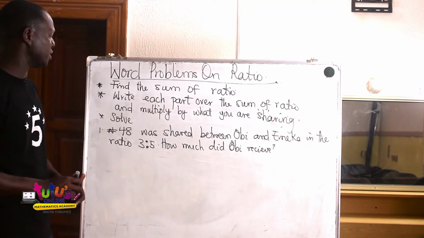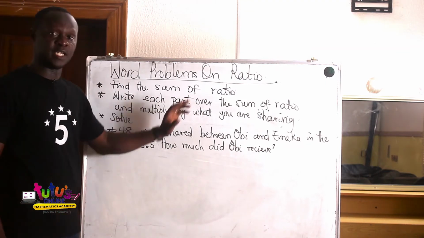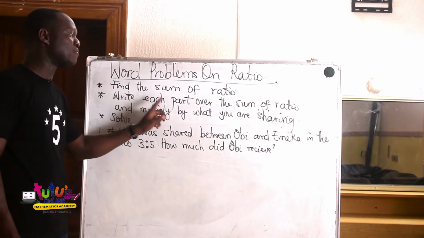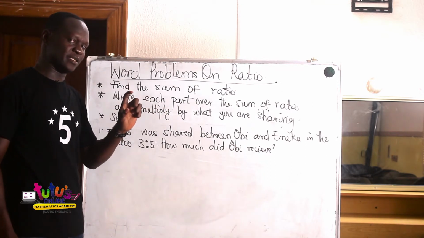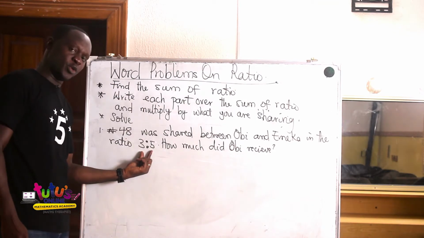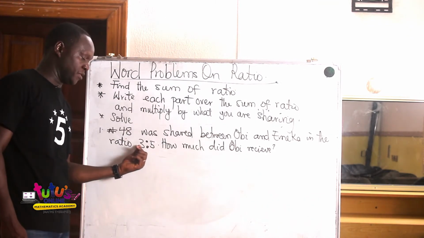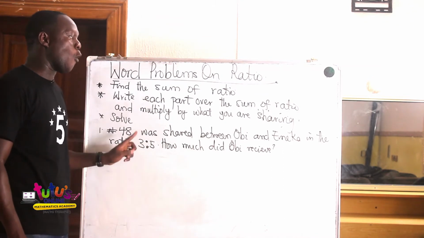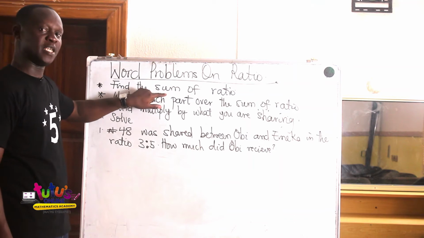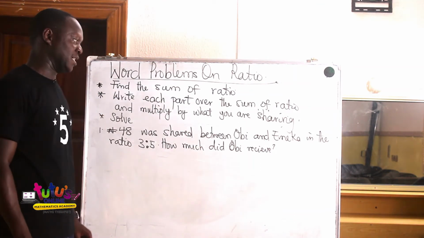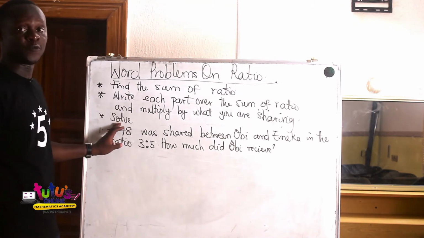Now, the first thing you do is find the sum of the ratio in the question given. The next thing is you write each part. For example, in this question, you have 3 ratio 5. 3 is one part and 5 is another part. You write each part over the sum you found in the first point, then multiply by what you are sharing. And the next thing you do is you solve.